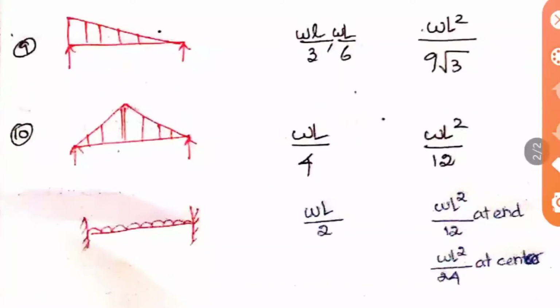And then it is a fixed support with UDL throughout it. So the shear force is WL by 2 and the bending moment is WL square by 12 at the ends. And at the center, it is WL square by 24. Why I have given the center for this is that they have asked it many times in the objective questions. So this is important.